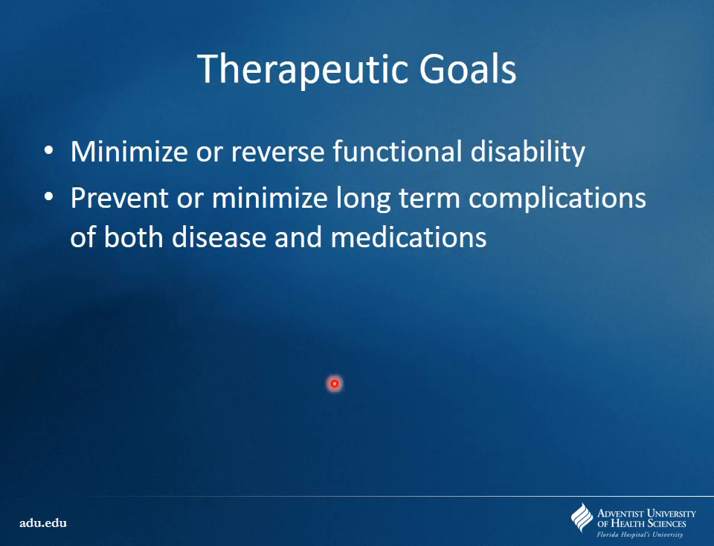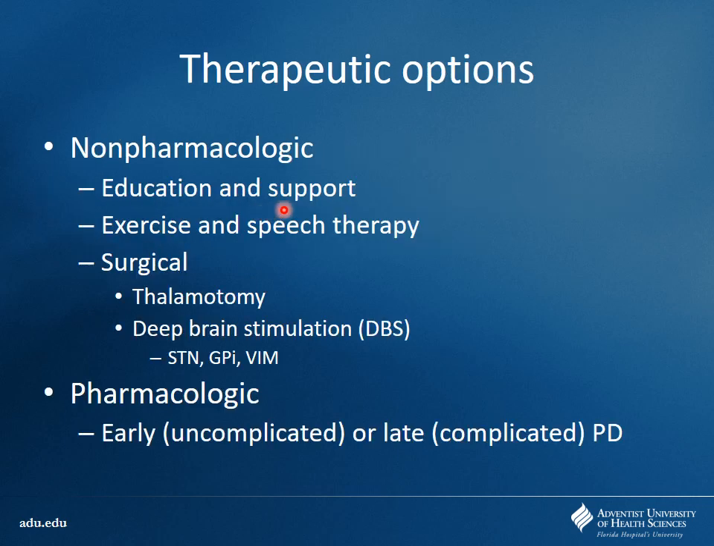So as I mentioned, we want to minimize reversible functional disability, and then we want to prevent some of those long-term complications. So obviously, non-pharmacologic therapy is very important here. Education is really good. Trying to help them with speech and exercise therapy can help to maintain some of their motor function for longer. There's some surgical interventions you can do. I'm not going to really talk about those too much, but we'll talk about the pharmacological therapy here.